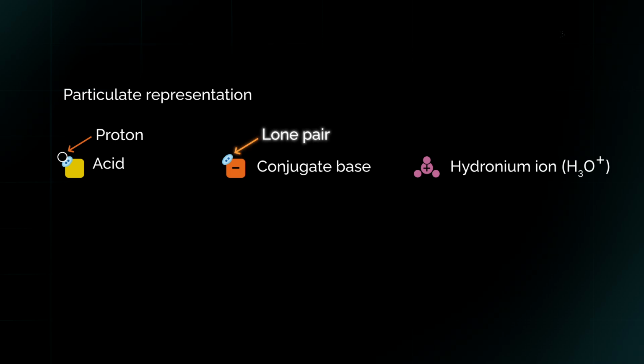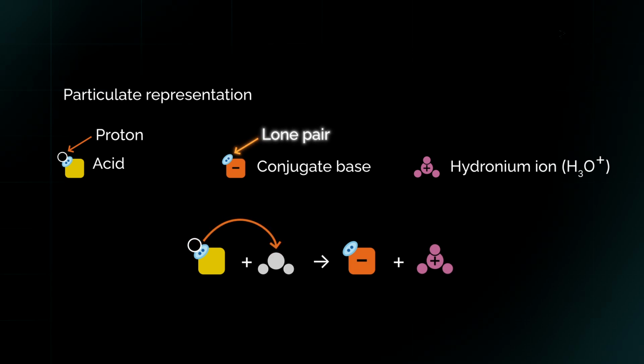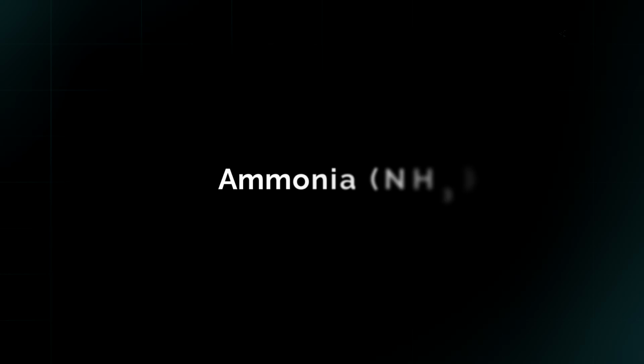Now, this lone pair is important. It's like the hand of a Frisbee player. Just as the player uses the hand to catch a Frisbee, a molecule uses the lone pair to catch a proton. That brings us to ammonia, NH3, a molecule that plays the game a little differently.